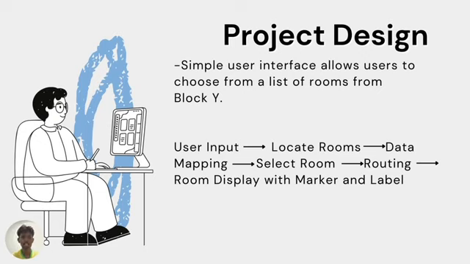So basically, the project design is a simple user interface which allows the users to choose from a list of rooms from block Y. So basically, the user will then have the user input. They'll be able to locate the rooms, then data mapping, then they're able to select the room, routing, and then room display with marker and label. So that is basically the flowchart of our project design.